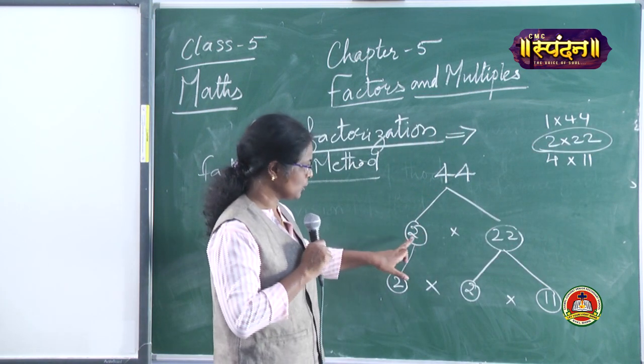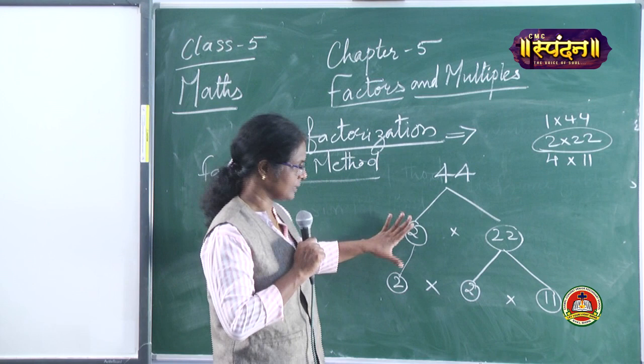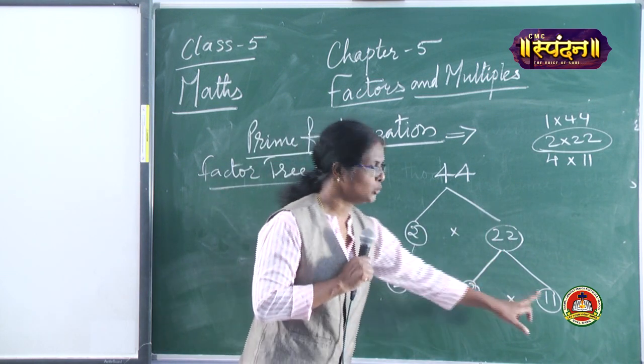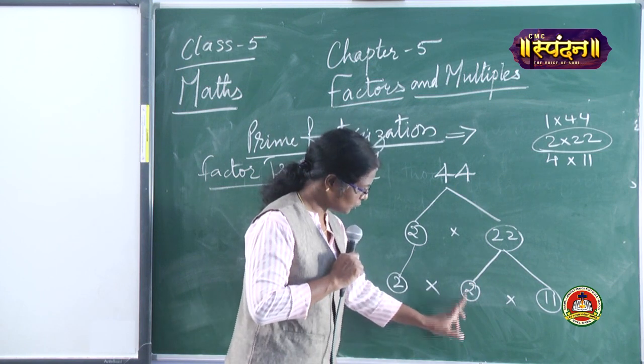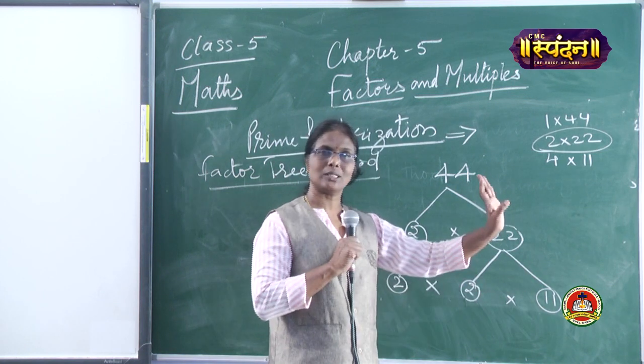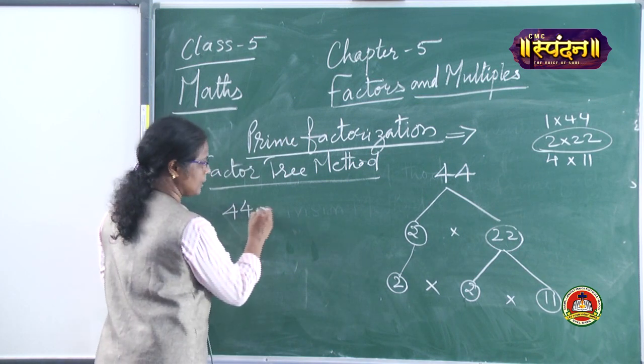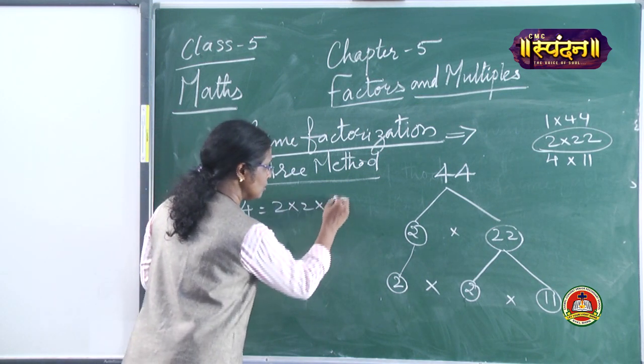Now in 2 into 22, 2 is already a prime number. Leave that as it is. 22 we are going to split up. 22 can be written as 2 into 11. Here 2 is a prime number, and 11 is also a prime number. So the final answer is, 44 can be written as 2 into 2 into 11.